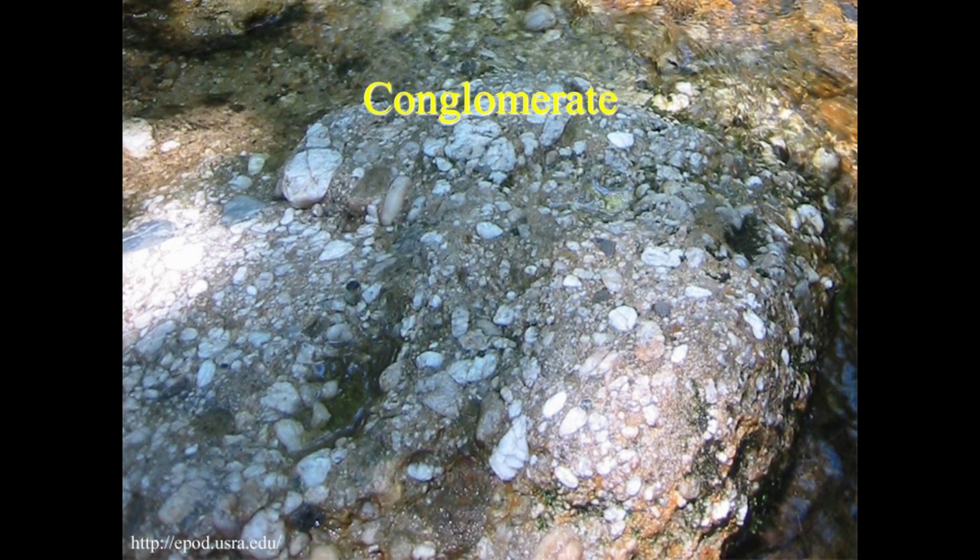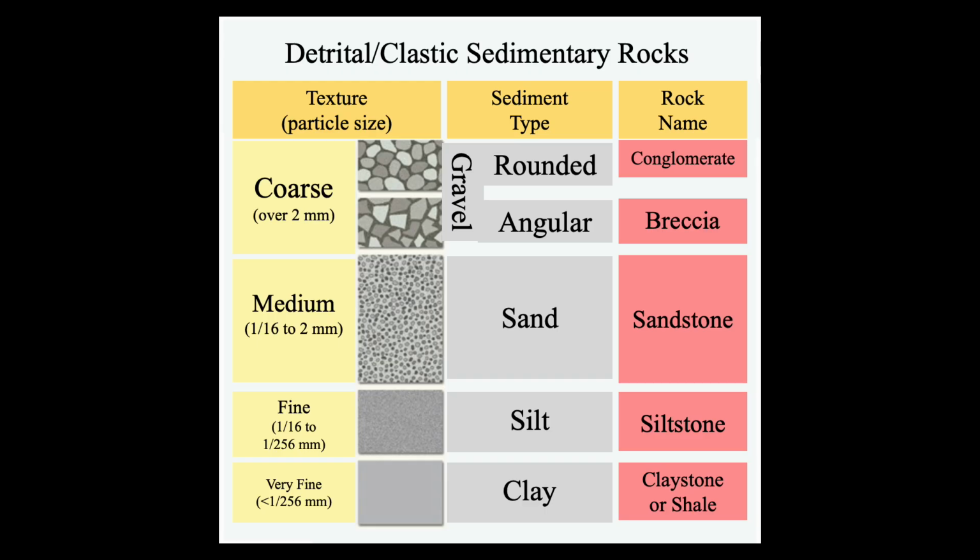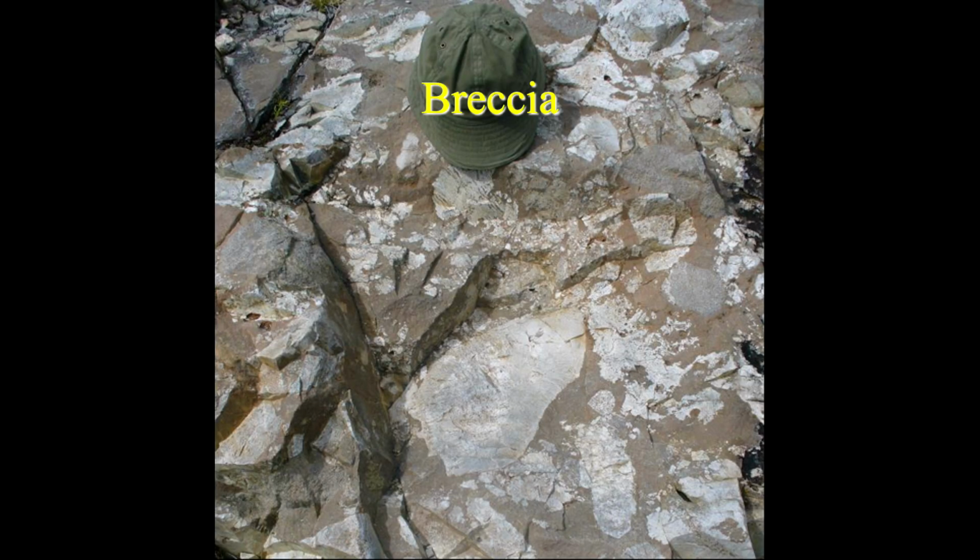On the other hand, if the fragments are very angular, then we call the rock a breccia. A breccia, in this case, as you can see, has very angular fragments.